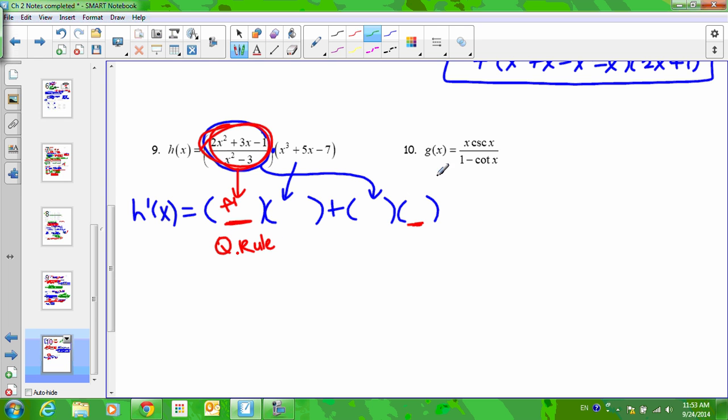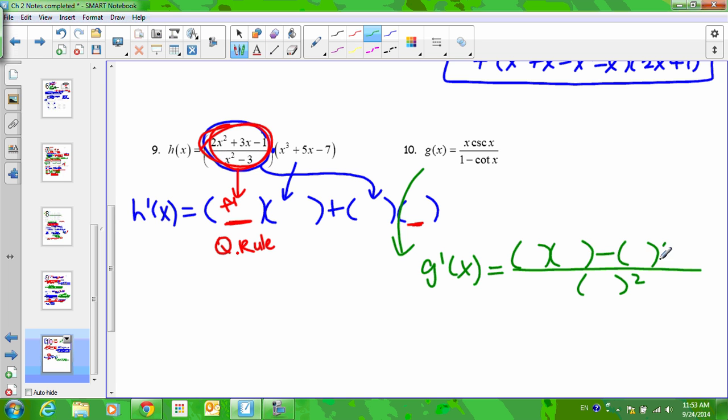Okay, likewise for number 10, I'll just do this one down here. You do have a quotient, so your derivative would be parenthesis, parenthesis, minus parenthesis, parenthesis, and all of this would be okay. The hardest part about this would be you have a product. So this derivative would go right here. So you would have to do a product rule right there.